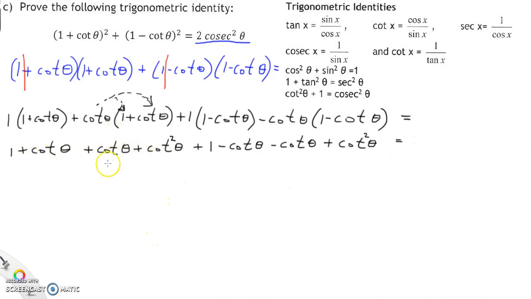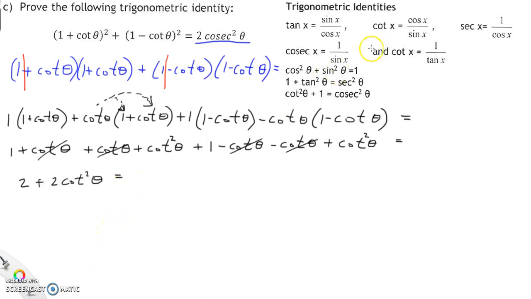Now we can add the two 1s. That gives us 2. See these cotan thetas, they cancel each other out. That one put together with that one gives us 0, and this one put together with that one gives us 0. So all we have left now is 2 cotan squared thetas. 2 apples, 2 oranges, whatever there is, 2 of them. So it's plus 2 cotan squared theta. Now it's looking a lot more tidy.